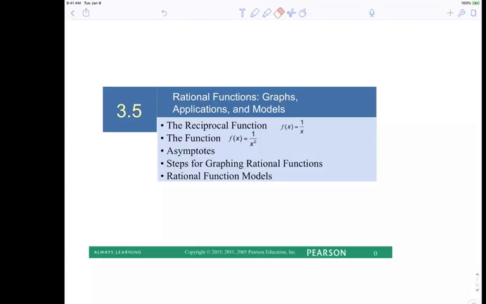I'll work a few examples. I'm just going to devote 30 minutes to this section. So wherever we stop, that's where I'm going to stop and leave the rest in your hands.